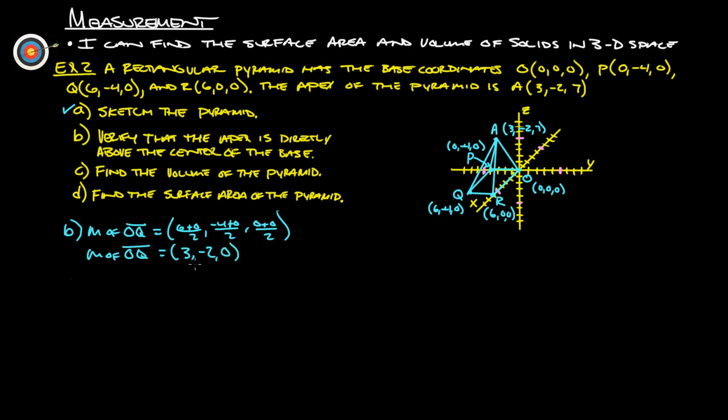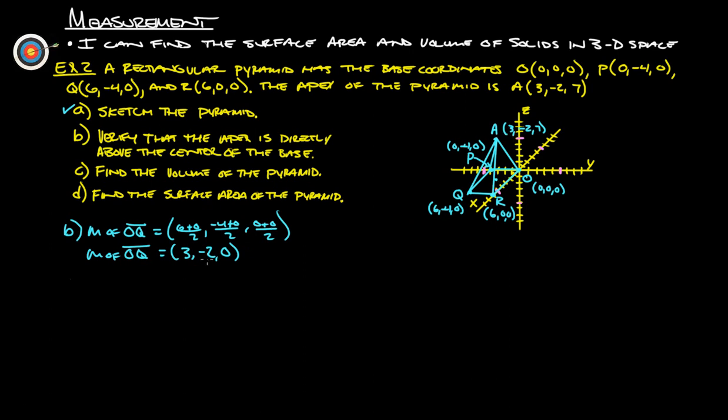So the midpoint of OQ is (3, -2, 0), which also has to be the center of the base here. So all we have to do is verify that the apex is directly above the center of the base. That means the X and the Y have to have the same coordinates as the apex does, right?